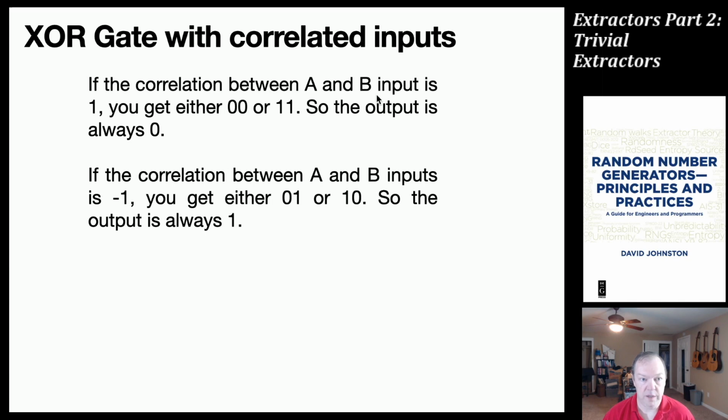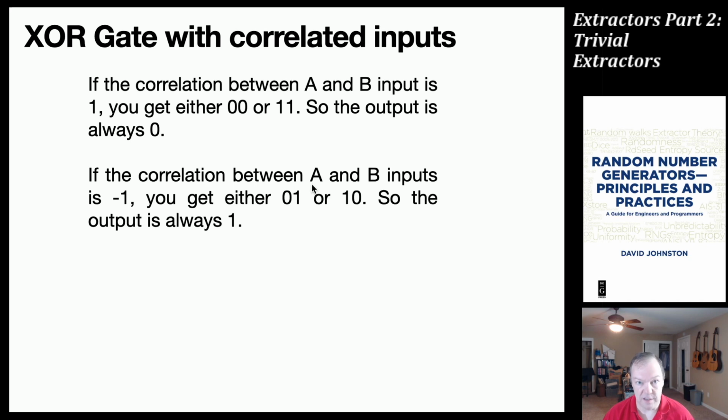But if we think about what happens when we have correlated inputs, let's say we had full correlation. So the correlation is 1. So the probability that the 2 bits are the same is 100%. So you always get a 0, 0 or 1, 1, and then the output is always a 0.